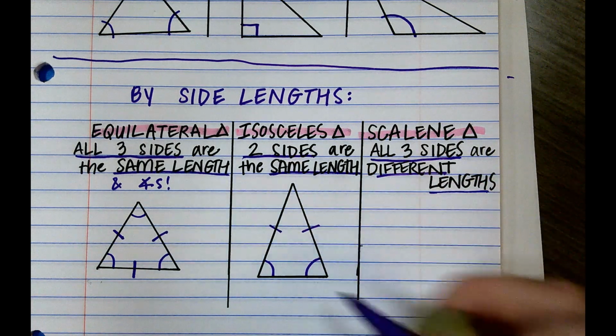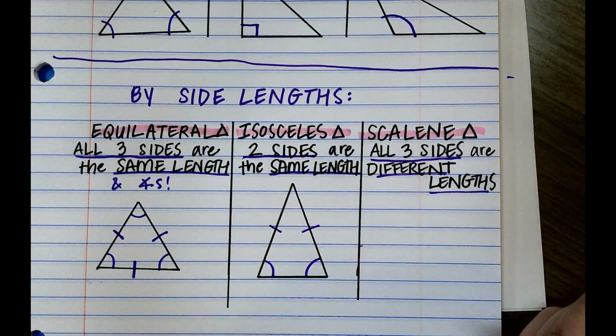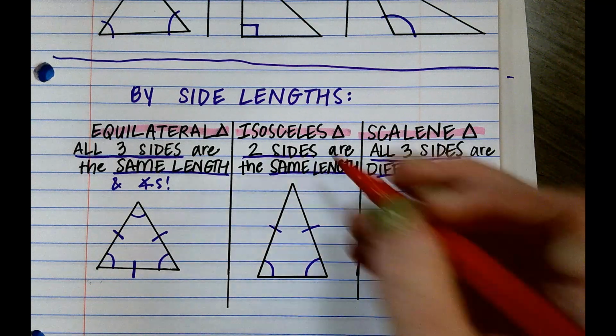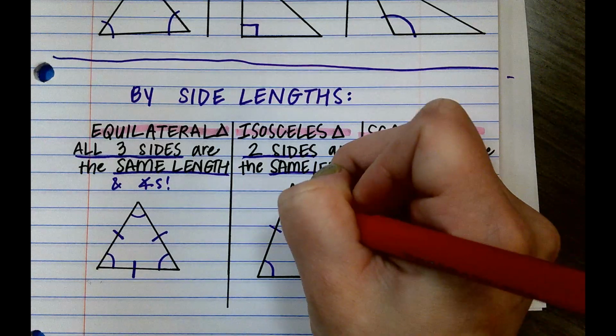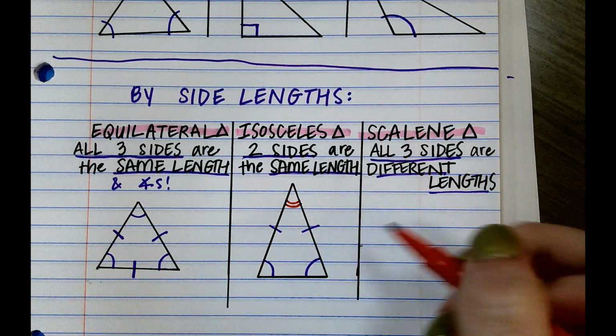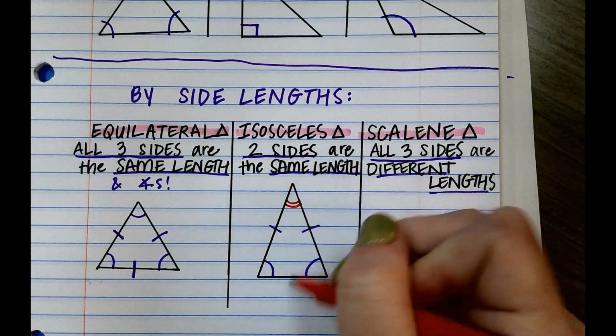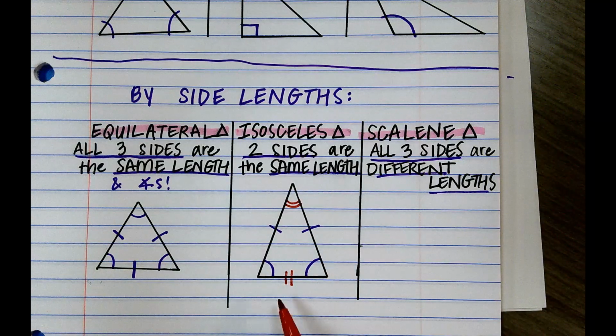The two long sides are the same. And then I'll use a different color like red to show the ones that are different. This angle at the top is different. So two marks, and then two tick marks for the bottom side that's different.